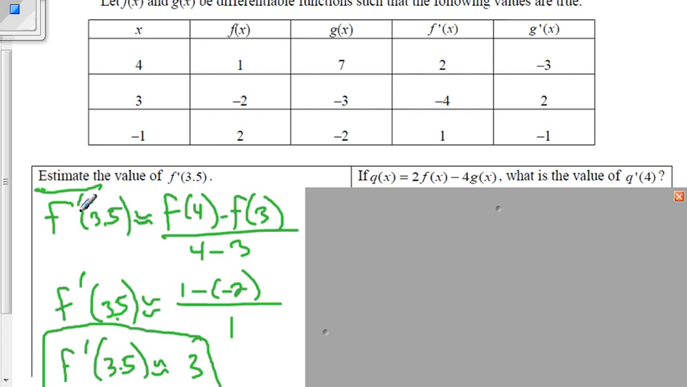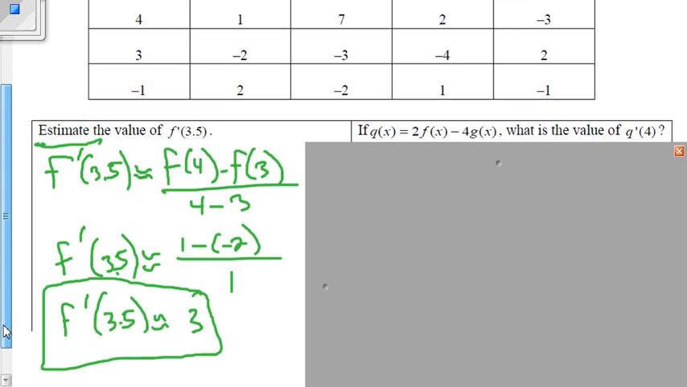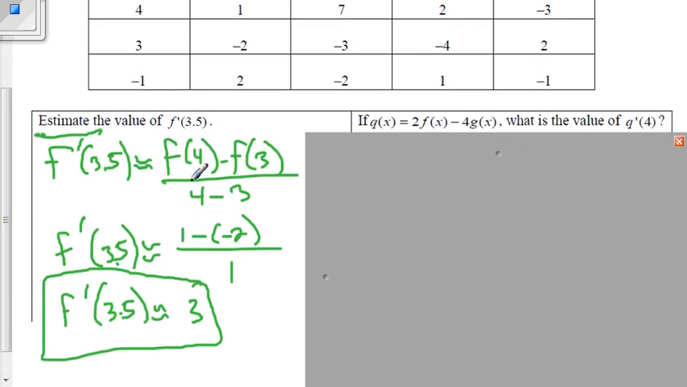So the derivative at 3.5 is going to be equal to f of 4 minus f of 3 all over 4 minus 3, change in y over change in x. So by estimating, we're finding the slope of the secant line, and we're going to say that's a good estimation of the slope of the derivative at 3.5. And again, from the table, 1 minus negative 2 is 3, all over 4 minus 3, which is 1. So the estimation for the derivative at 3.5 is 3.